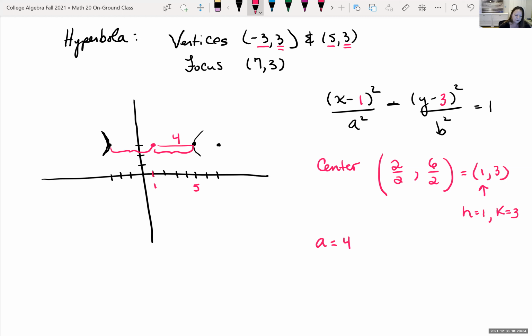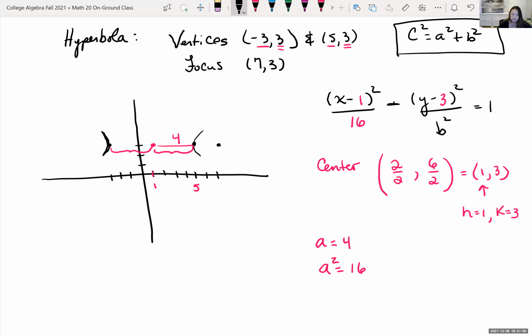But for our equation, we want to know what A squared is. So squaring both sides, I get A squared equals 16. Now that 16 goes underneath here. We don't have enough information right now to find B, but for a hyperbola, c squared is equal to a squared plus b squared. It's different than what it was for an ellipse.